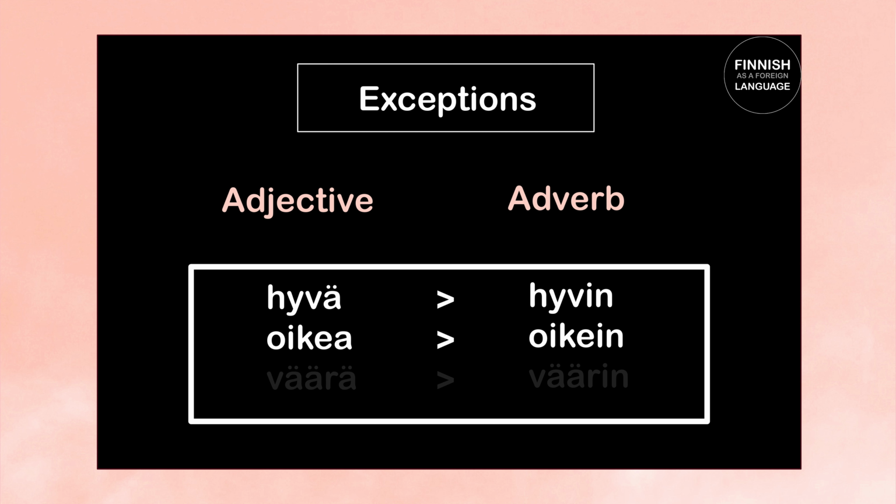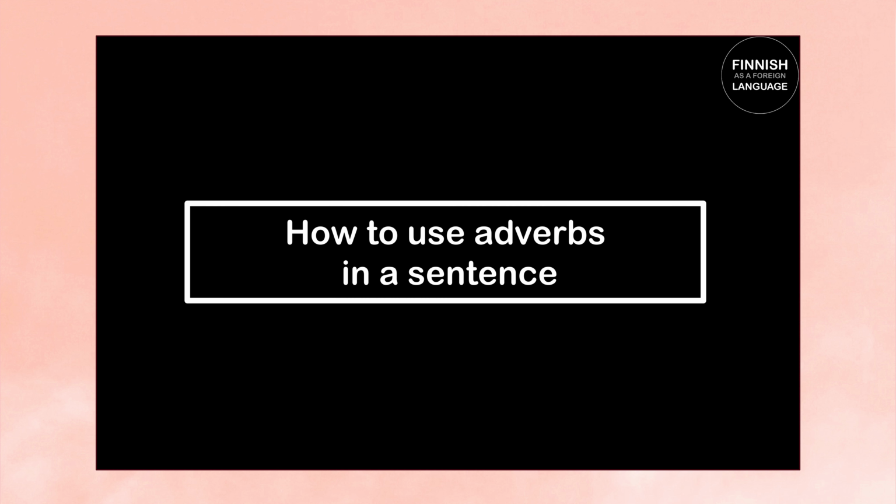Oikea, which means right or correct, changes to oikein, meaning correctly. And väärä means wrong, and when we want to change it into an adverb, then it's väärin. Väärin, which means wrongly. Now we move on to chapter 4.